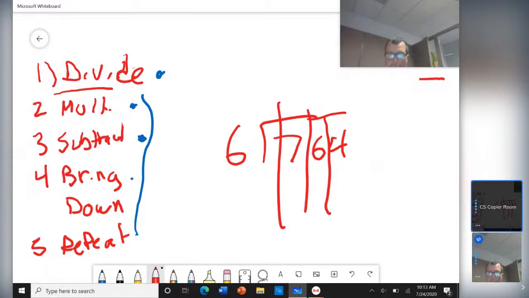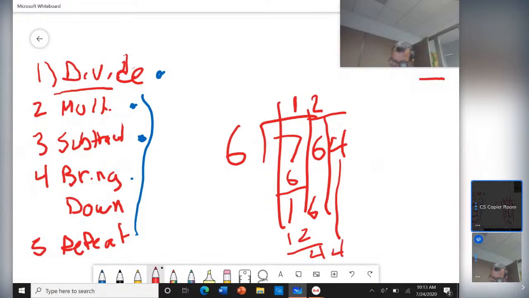If you're having trouble staying organized, you make sure you want to keep the numbers over there. For example, 6 goes into 7 one time. 1 times 6 is 6. The remainder is 1. And you're going to bring down the 6. 6 goes into 16 2 times. You do 2 times 6 is 12. It's 4. And you bring that 4 down. It's just a way of staying organized, and that would be 7.